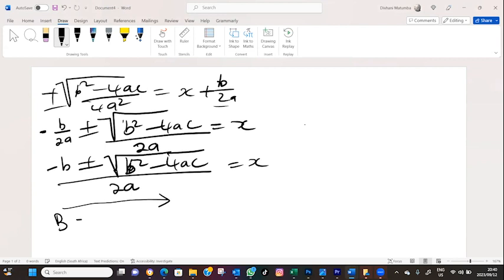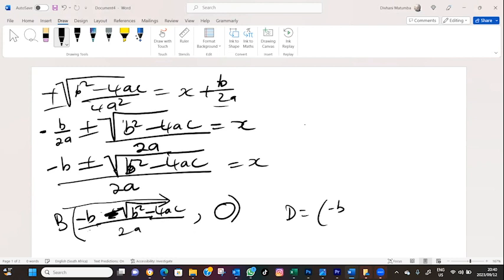So your roots: the value of b will be minus b minus the square root of b squared minus 4ac over 2a, and your y value is 0. And your d will be minus b plus, this was a minus, so this will be a plus, the square root of b squared minus 4ac divided by 2a. The y value is 0. And that's it.